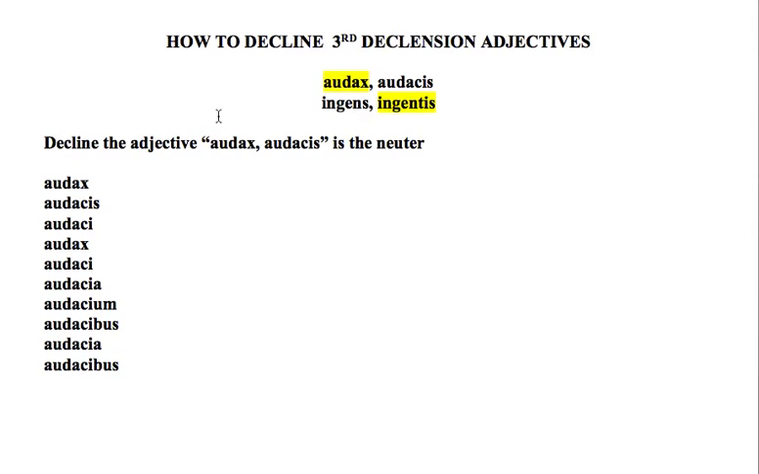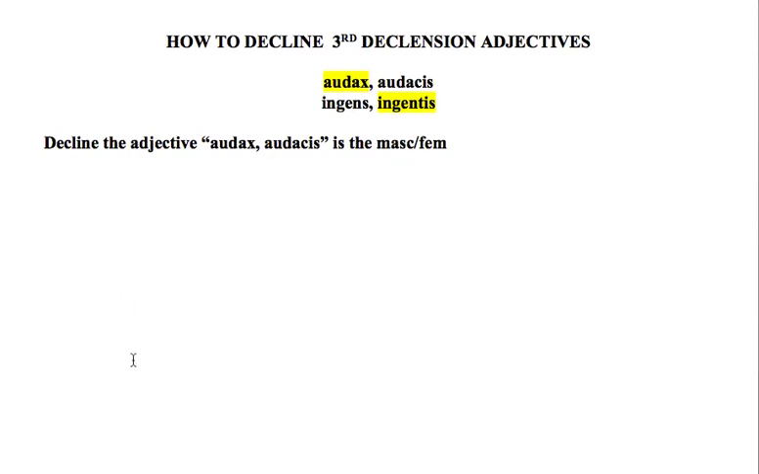All right, let's continue to practice with this adjective, but now I'm going to ask you to decline it in the masculine and feminine. So you do that, and I will give you a little bit of time. Remember that the masculine and feminine endings will look the same.